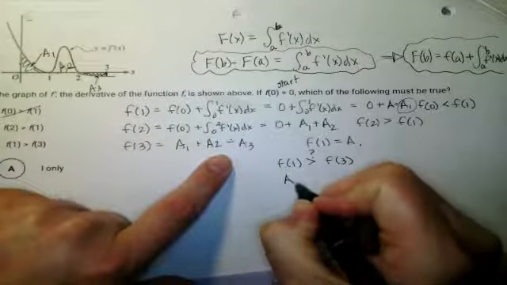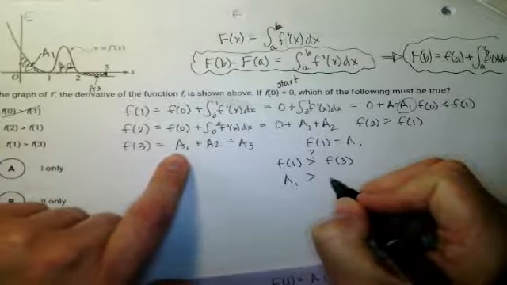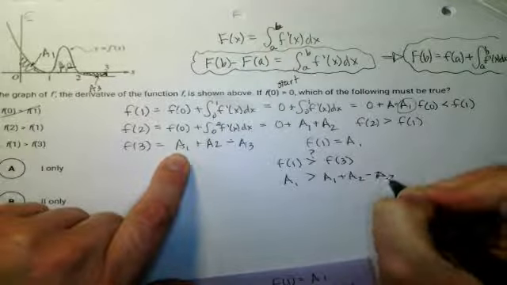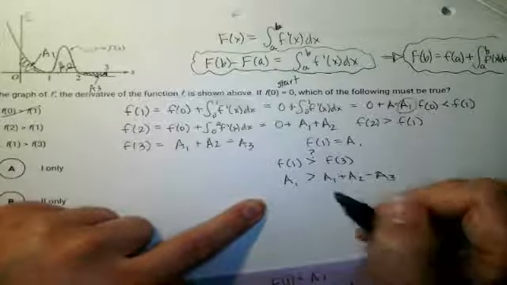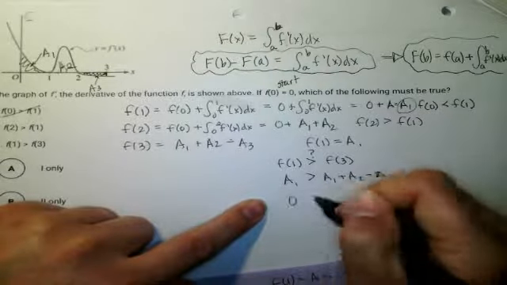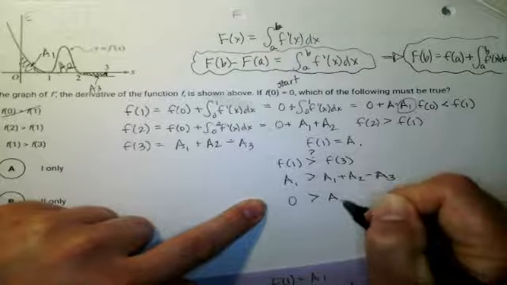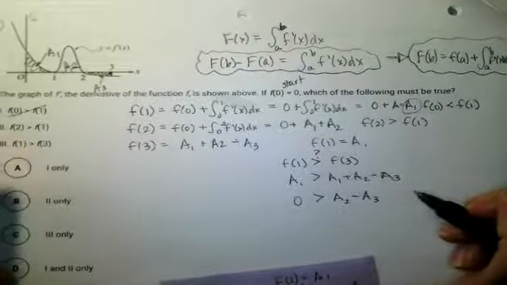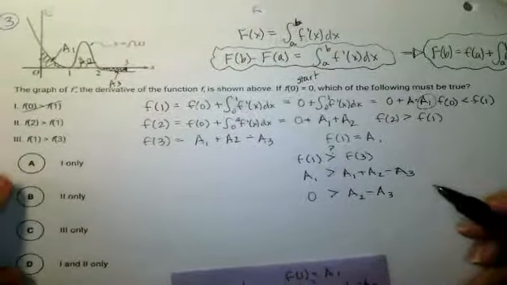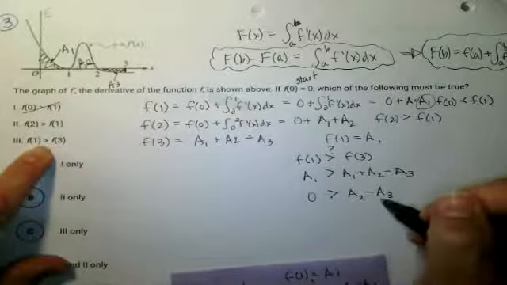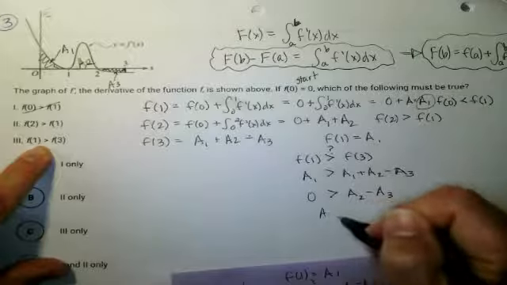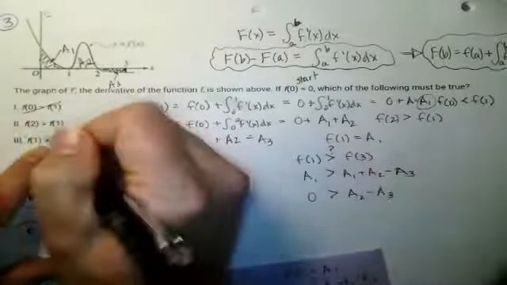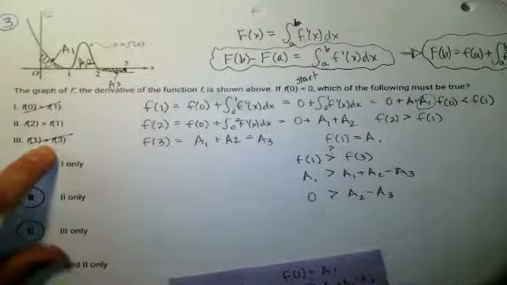Well, f of 1 is area 1. F of 3 is area 1 plus area 2 minus area 3. Well, I can subtract that area 1. So I really can't compare specifically whether f of 1 is greater than f of 3. I would logically assume it's not. I think that's false. I can't really compare those specifically.